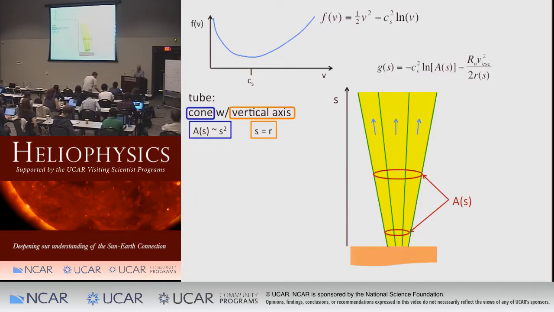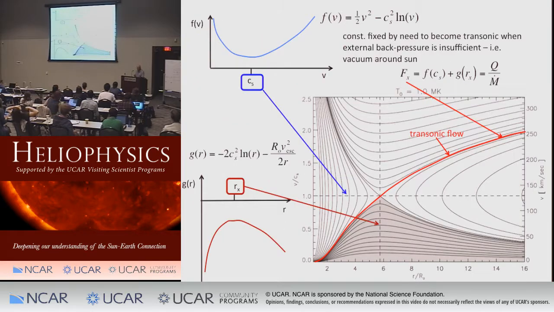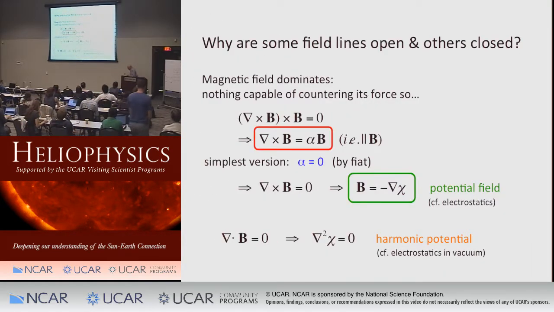Now, I left you with the idea, the story about how heat is lost. Nice little magnetic bottle, very bright. That raises the other question: why are some field lines open and others closed? It starts with trying to figure out the magnetic field of the corona.